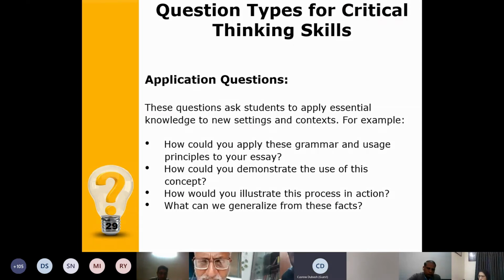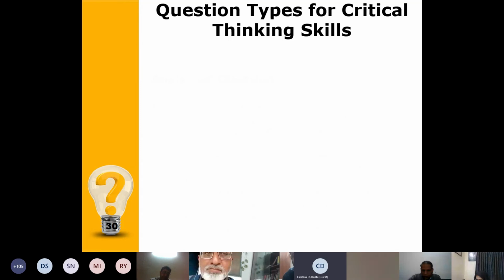So, not going to go through all of these. How could you apply these grammar and usage principles to your essay? अब हमने कुछ ग्रामर पढ़ा है, हमने कुछ comparative adjectives किया है या something. How will you apply, use it in your writing today? Application type of questions. बाकी samples ये आपको PowerPoint मिल जाएंगी. You can look at it. I'm not going to go over all. I'd rather go over all the types of questions.